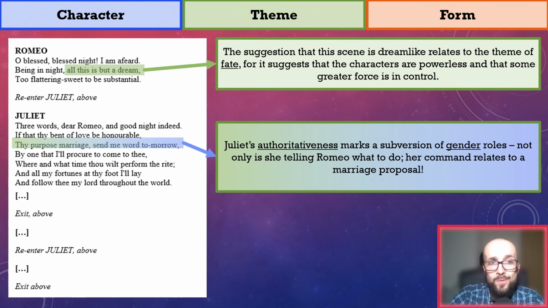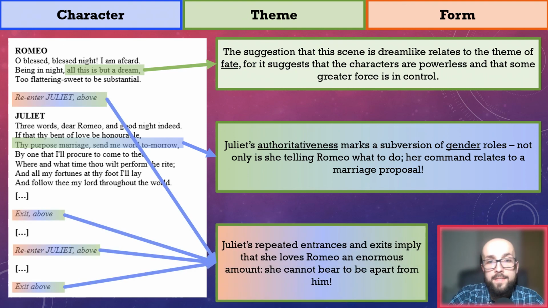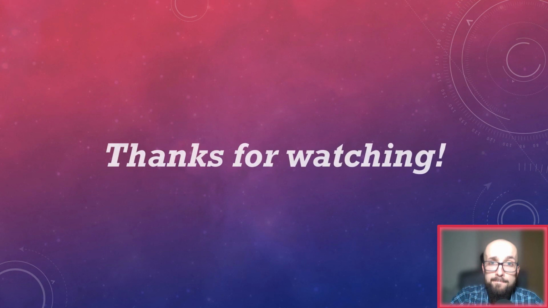And last of all, and this is why I have condensed this part of the scene down, I want to quickly have a look at the fact that Juliet repeatedly enters and exits the scene at its conclusion. To me, this suggests that Juliet loves Romeo so much that she cannot bear to be apart from him for too long. How adorable. And with that annotation made, I reckon that's a little over 24 annotations made for the balcony scene.